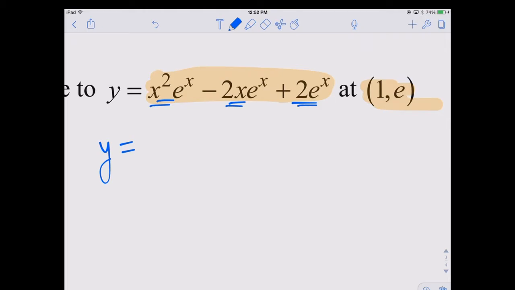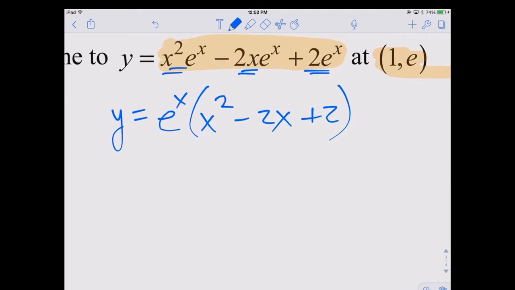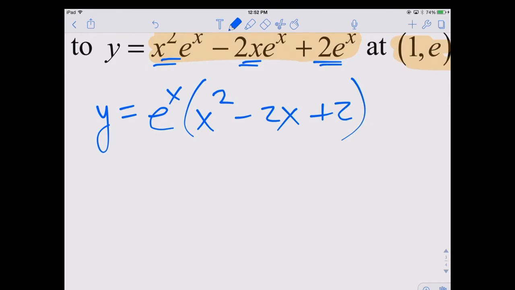Factor out an e to the x, so it's just y equals e to the x, and we're left with x squared minus 2x plus 2. And now it's just one product rule. Yay! Unless you like the product rule, then boo! Right? So here we go.